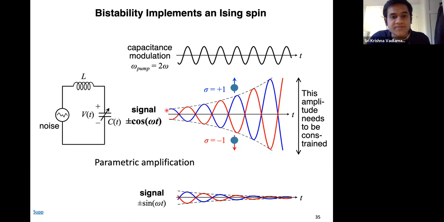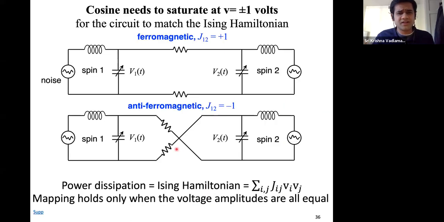So I'm saying here that the cosine components get magnified. The blue is plus cosine omega t, and that's spin plus 1. And you get a minus cosine omega t, that's spin minus 1. So these are two stable phases, and sine dies out. So this is the bistability.